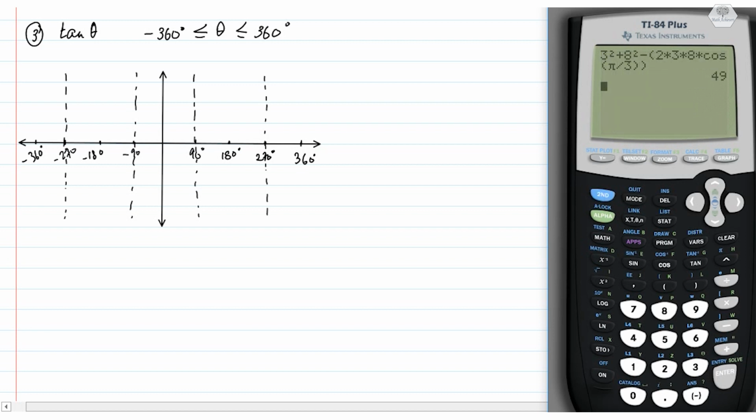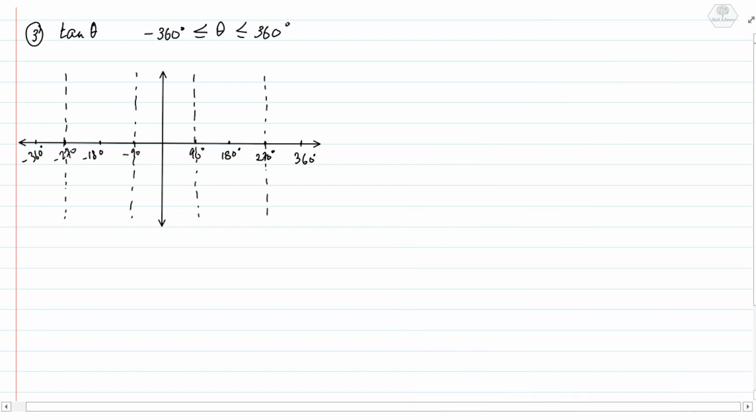Then I press second quit. I want tan of 90. It gets me an error. This is an error. See? So we don't have a tan of 90 because we have an asymptote here. If we want to sketch our function, let's sketch it in green. We have this function this way. This way as well. We know that tan 180 is 0. And we continue this way. And this is like this.